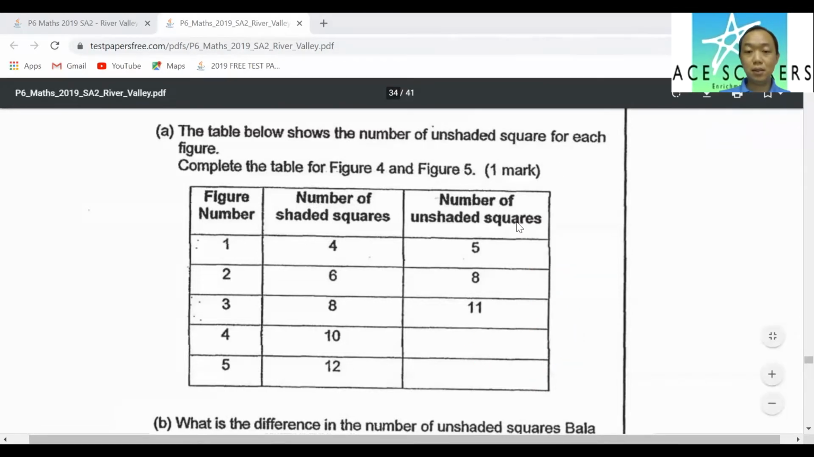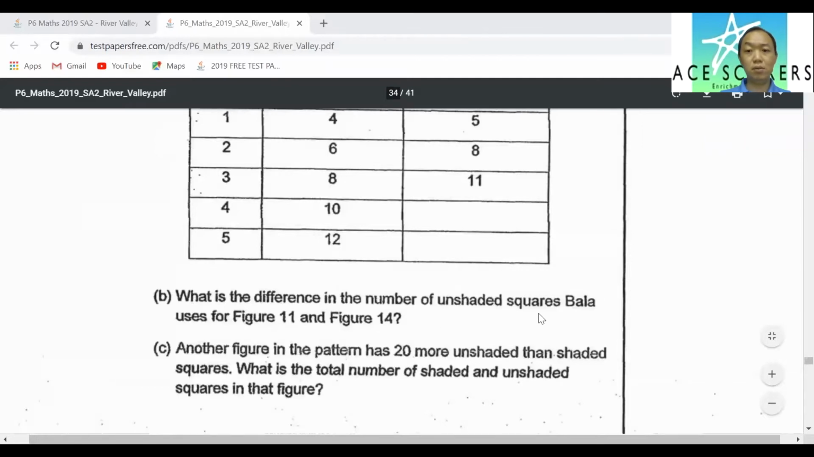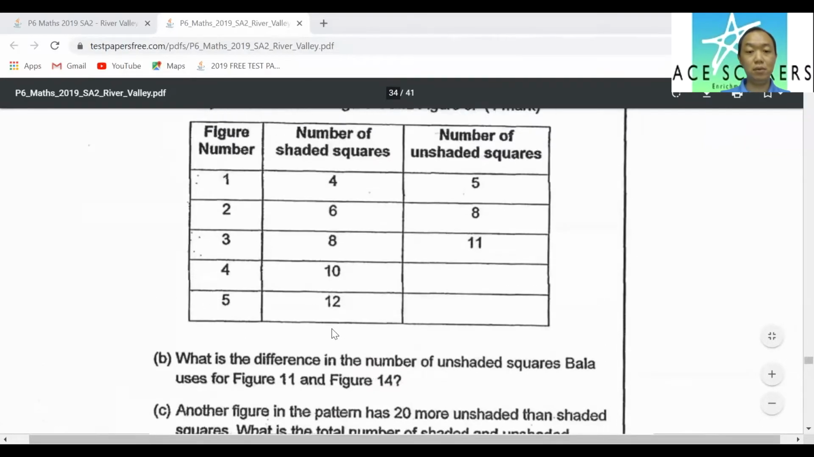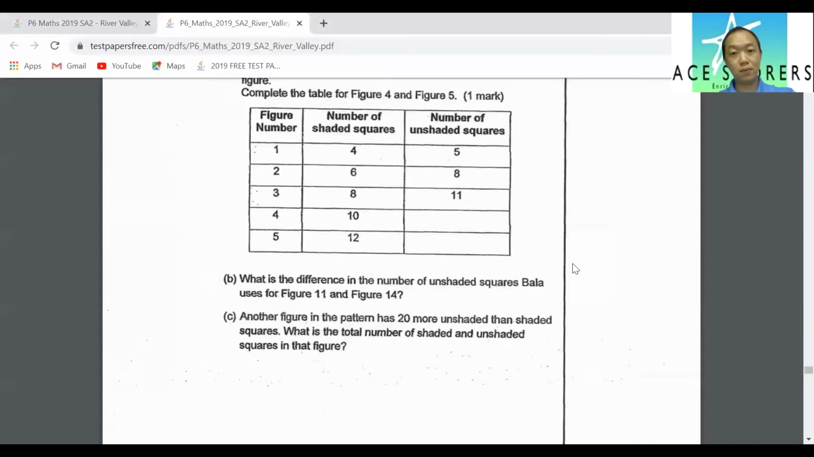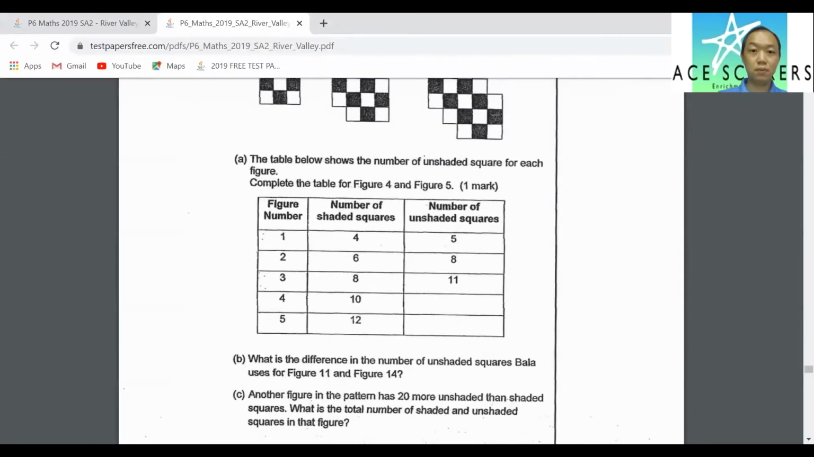All right, next. What's the difference in the number of unshaded squares Bala uses for figure 11 and 14? For figure 11 and 14. Okay, so I already have this. Let me leave it here. I can see the question. 11, 14. Because you keep adding 3. Difference in the number of unshaded tiles for 11 and 14.